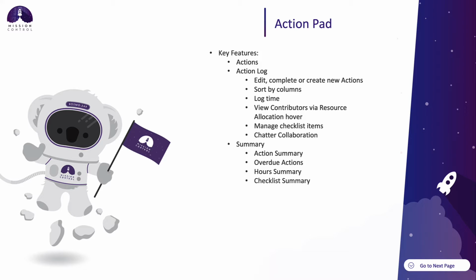There are a number of fields that are available by default, and you can sort the actions by those fields, or you can choose to add custom fields and sort them using the custom fields. You have the ability to log time or view contributors and see the billable and non-billable hours with how much of it's scheduled and completed for each resource or contributor. And you can also manage checklist items and collaborate via chatter.